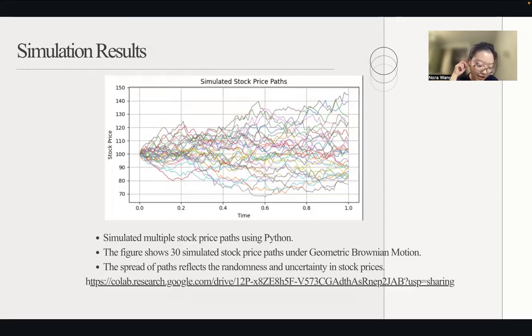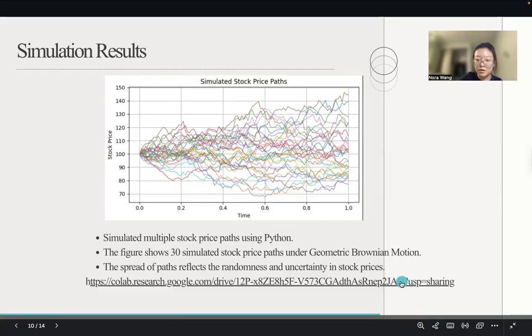Here I will show the simulated stock price paths generated in Python. Each line represents one possible future path of the stock under the Brownian motion, which is the assumption behind the Black-Scholes model. And the spread of these paths illustrates the randomness and uncertainty in stock movements. Later, I use those simulated end prices to compute the average discounted payoff of the option, which gives the Monte Carlo estimate.